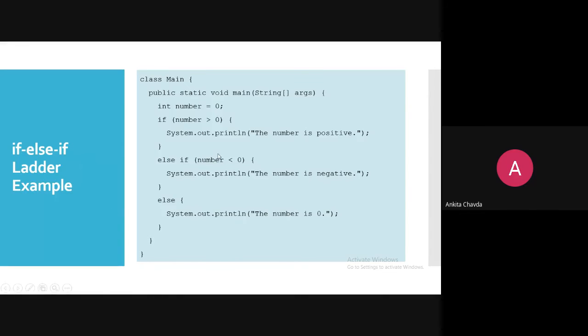Here again we have number equals 0, which we have given. Now here we check that if the number is greater than 0, then the number is positive. If it is less than 0, then the number is negative. But if it is equal to 0, then it will directly go to the else part, because it is not greater than 0 and not less than 0, it is exactly equal to 0. So it will print that the number is 0. Simple: ladder, if, and the else.